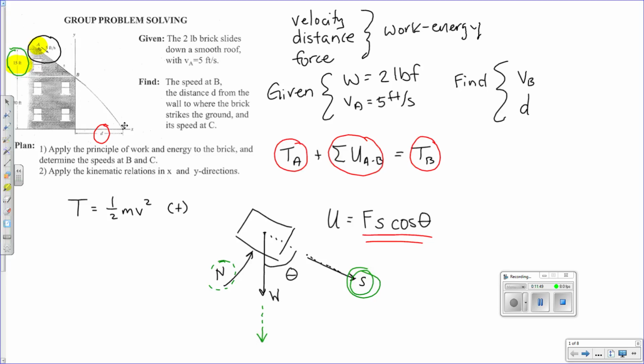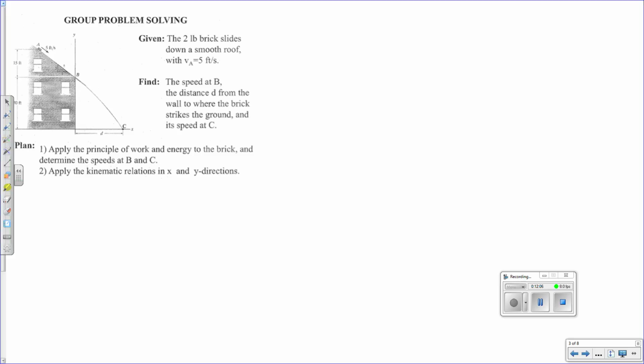The second part of the problem asks us to determine what that distance D is that's shown in the diagram. It's the range, essentially, from location B to location C. How far in the X direction has the block flown? Well, at this point, we just turn to our understanding of kinematics, the study of motion for motion's sake, and we could solve this pretty easily.